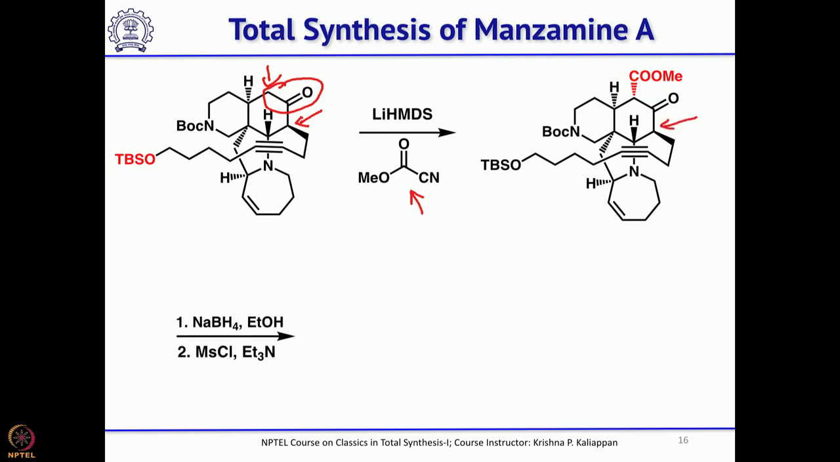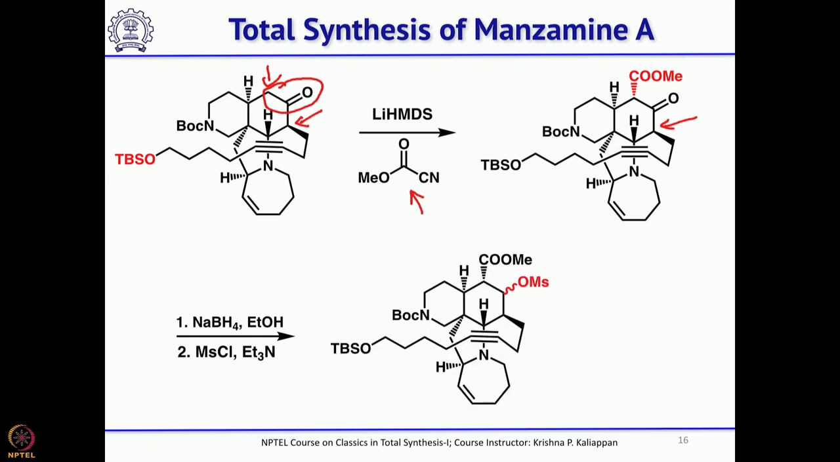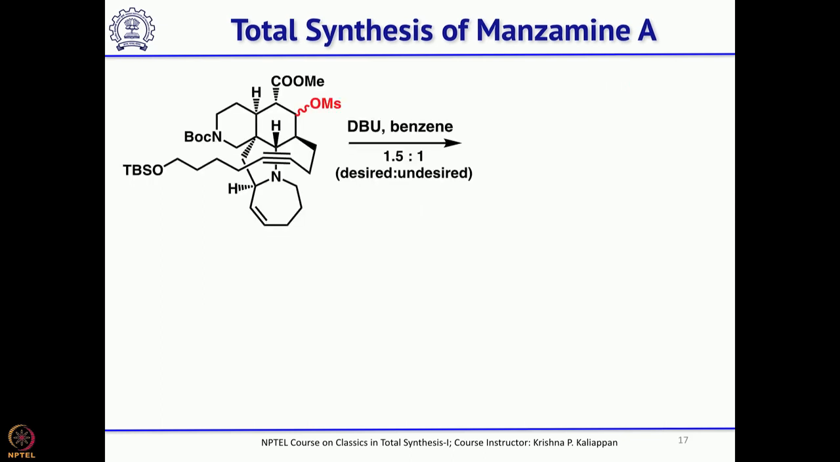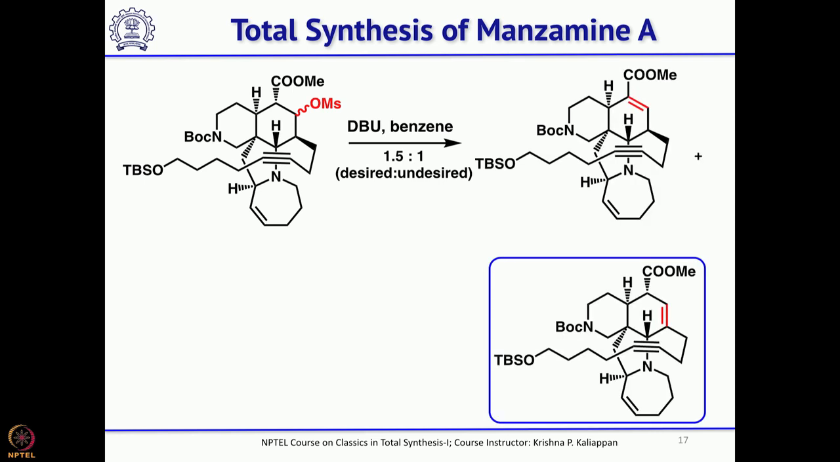You have a ketone and you have an ester, and the keto group can be easily reduced in the presence of the ester. Sodium borohydride will reduce the ketone to the alcohol. That alcohol can be converted into a mesylate, and mesylate, you know, is a good leaving group that, on treatment with base, can be converted into that double bond. So now when you do that, obviously you will get a mixture of alkenes.